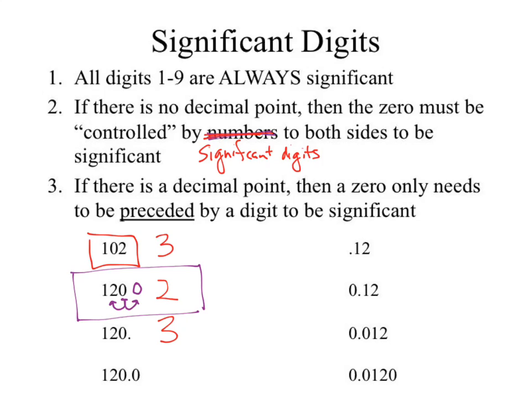The 0 before it, was it considered significant? Yes. If we move to the next 0, there's a decimal point. If there's a decimal point, that has to be preceded by a significant digit. What's in front of it? A significant digit. Which means, how many significant digits do we have in that last case? We have 4.